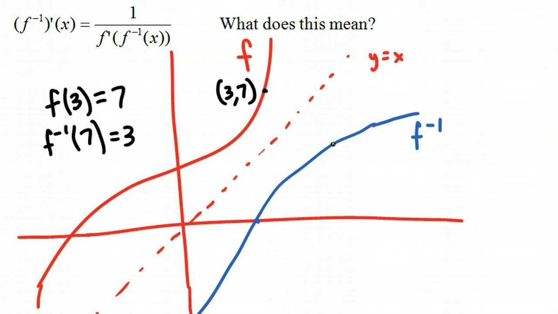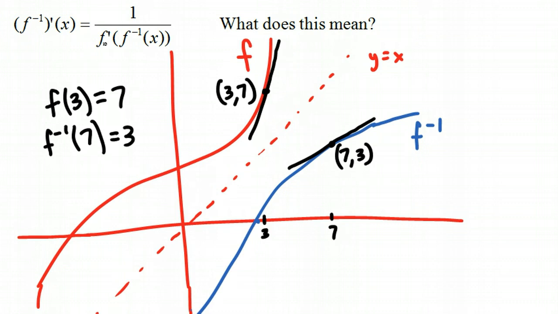Now where is that point? Well, (7, 3) is just the reflection of the point (3, 7) across that line y equals x. Notice the x coordinate here is 7, and the x coordinate right here is 3. What we're really interested in though is the slope of the tangent line at these two points. How are these slopes related to each other? Now notice they're not the same slope. This line certainly looks like it's steeper than this line.